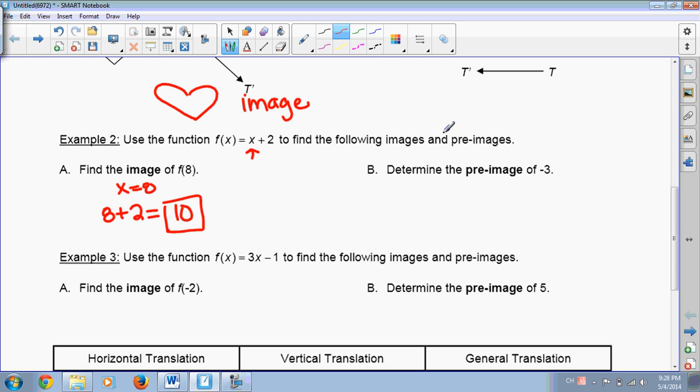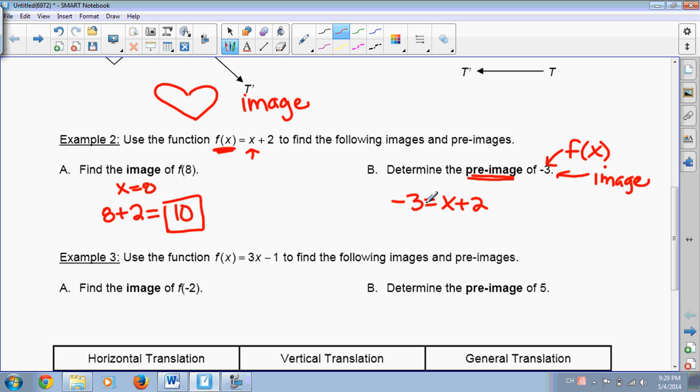All right, but then careful here, determine the pre-image. Okay, so we already have the output. In other words, we already have the f of x. So we have this, the -3. This is the image. We need to go backwards and find the pre-image. So instead of plugging -3 in for x, we're going to set it equal to -3. So there's where we're putting our -3.